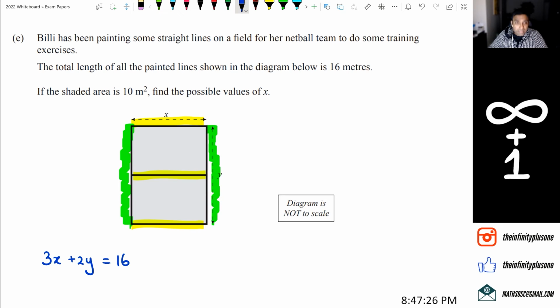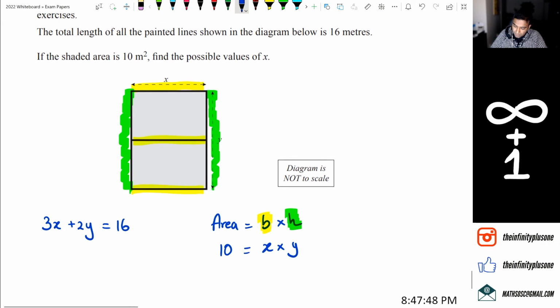The next one is, if the shaded area is 10 meters squared, find the possible values of x. Now, the area of this shape is base times height. The base is equal to x and the height is equal to y. We know that the area is 10, so we can say 10 is equal to x times y.